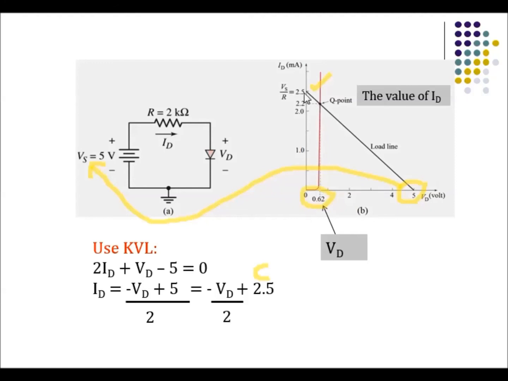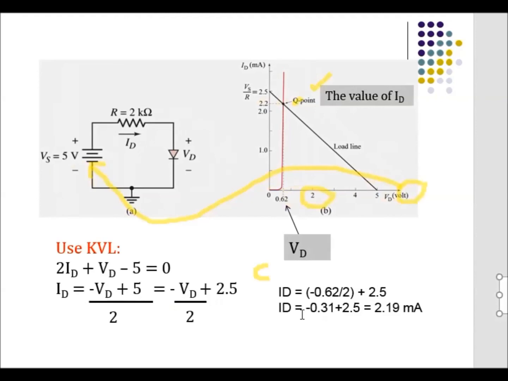So what is the value of ID at 0.62? When you put 0.62 into this equation, you have ID equals minus 0.62 over 2 plus 2.5. So that's what you get here, 2.2 milliampere. That's how you compute the value of diode current once you know the value of VD.